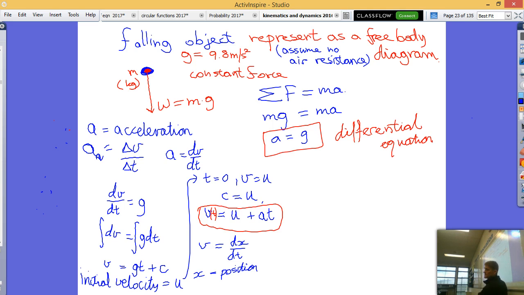Yes, Josh? Is gravity constant? Yes. Can gravity be written right at the front? Yes, it can be. You can also leave it in. That's okay. V equals at or gt, that's okay.